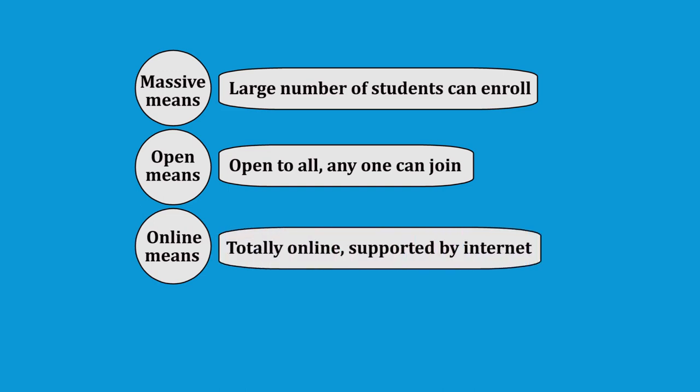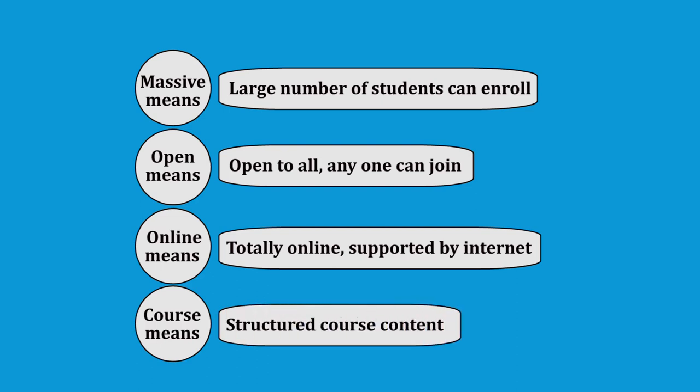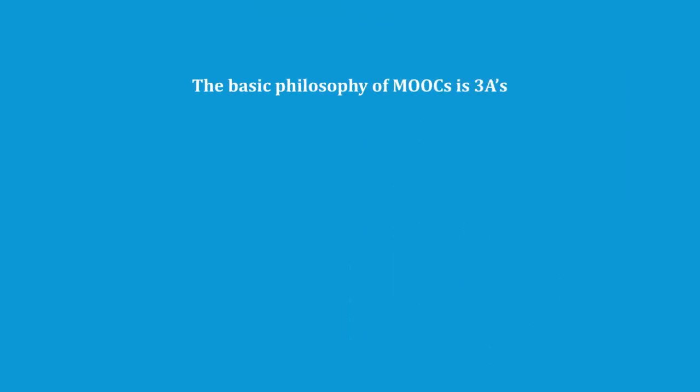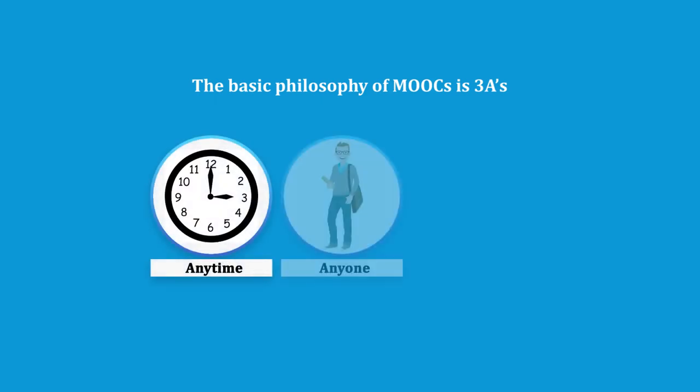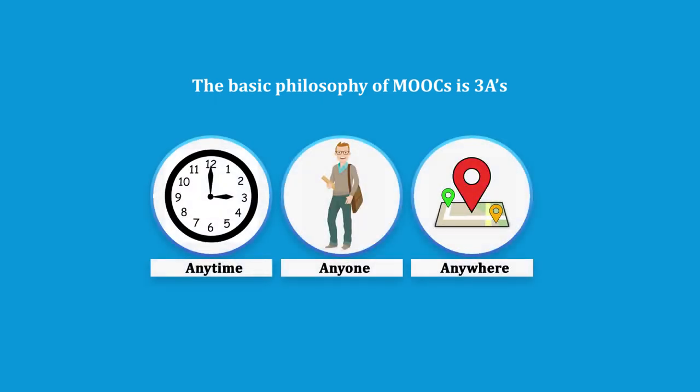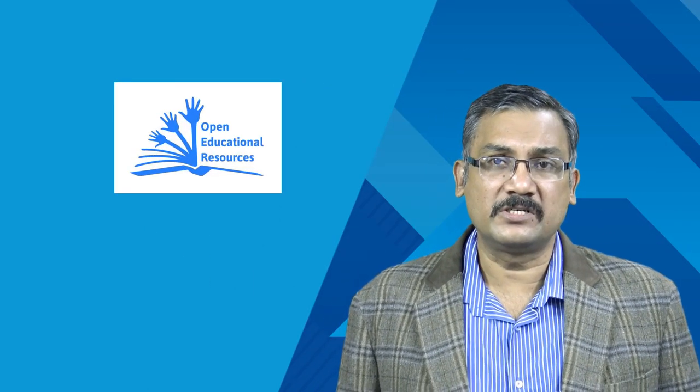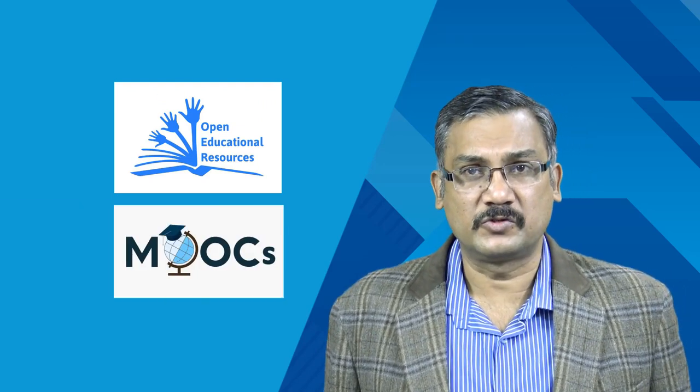And online means it is totally online. That is, such a type of course is supported by the internet. And the last word is course. Since it is a course, there should be a structured course content and it must have a syllabus. So MOOC is an online course aimed at unlimited participation and open access through internet. The basic philosophy of MOOCs is the 3 A's: anytime, anyone, anywhere. In this context, you should know the open education resources and MOOCs.